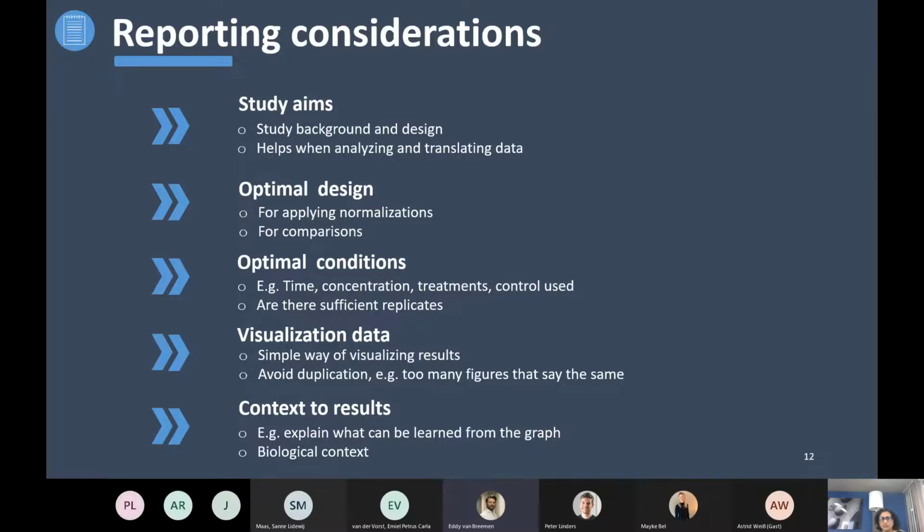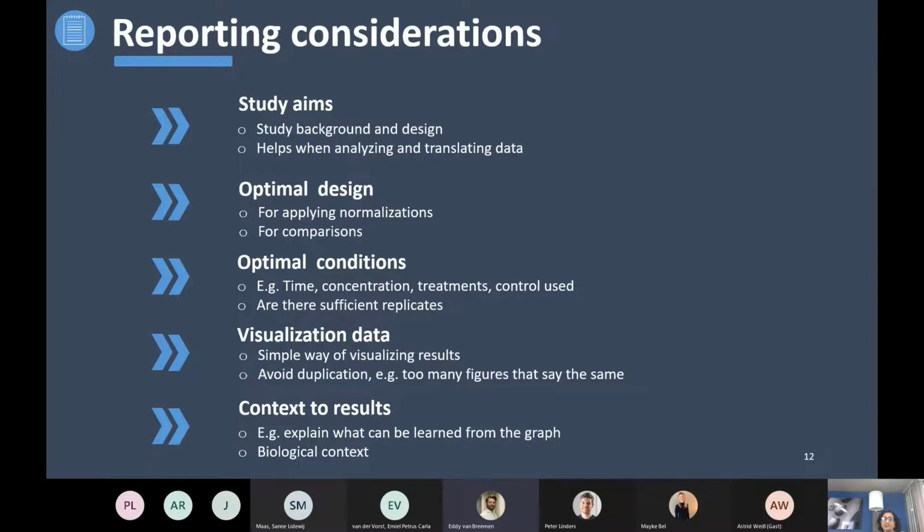So these kinds of designs would prevent certain statistical tools from being applied, like normalizations, because for ComBat or other corrections, we need to have a balanced design of the experiment. Especially when you're combining multiple runs, this becomes more critical. And like I said earlier, conditions like the time series or the concentrations of the treatments, and the controls that you use, are all very important factors to consider.